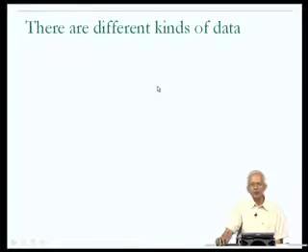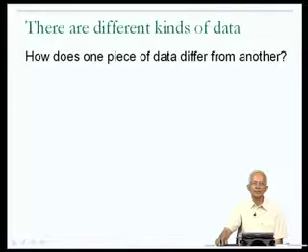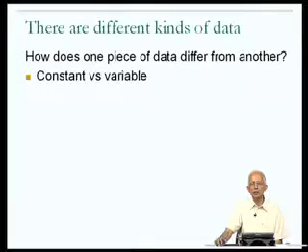Okay, now let me start off by saying that, as you are probably aware, there are different kinds of data. For the different kinds of programs that you write, you will find that there are different kinds of data. And we need to be more specific. Let me therefore ask the question, can we list out how one piece of data differs from another piece of data? Now, from your experience with programming, you will be aware that there are some pieces of data which are constant in that they do not change in value during the execution of a program, whereas there are other pieces of data which are variable.